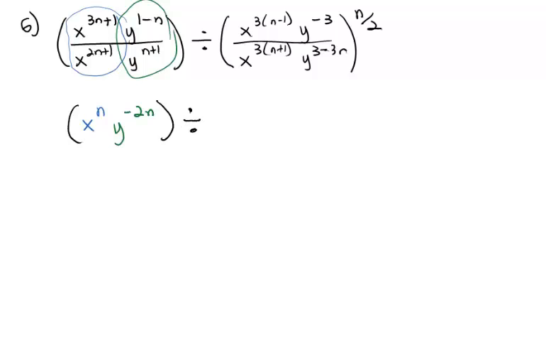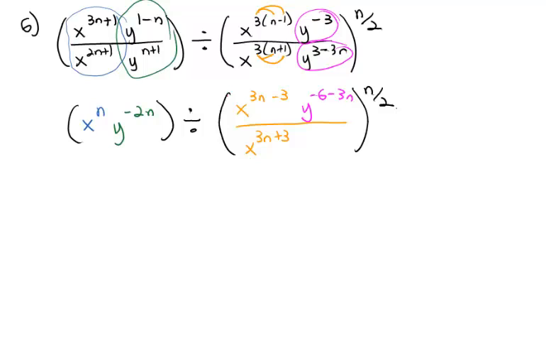Divided by, what can we simplify on the right side? Well, if we distribute our 3's through, that would give us x to the 3n minus 3 over x to the 3n plus 3. For the y's, when we subtract those exponents, we'll just put them on top, keep them positive. Negative 3 minus 3 is negative 6 minus 3n. And all of that's still to the n over 2.